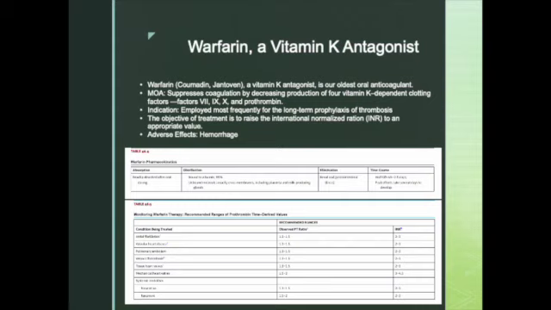Because warfarin has this delayed onset and prolonged duration of action, the INR can't be altered quickly. So after the dosage has changed, you may have to wait a week or two before you can recheck to see if you have met the desired INR.